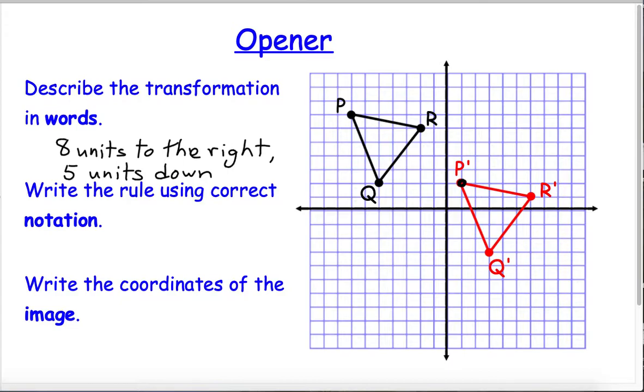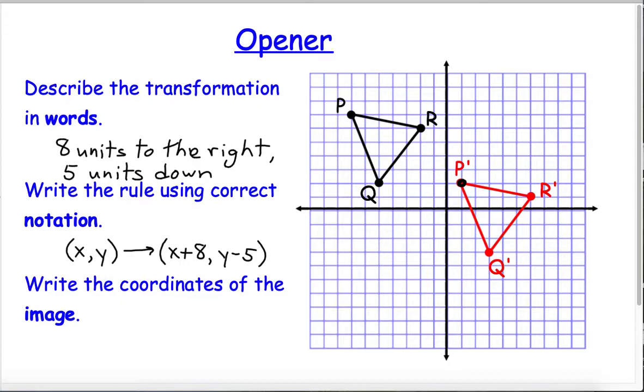Okay, the next thing says write the rule using correct notation. Now when you write the rule for this, you always start off the same way. You write X comma Y, so that represents a point, and then an arrow, and then we have to figure out what did we do. Well, we went 8 units to the right, so that means we added 8 units to the X. So we're going to write X plus 8, comma. And then in the Y direction, we went 5 units down, so that's subtracting 5 from the Y, so Y minus 5. And so that's how you write the correct notation.